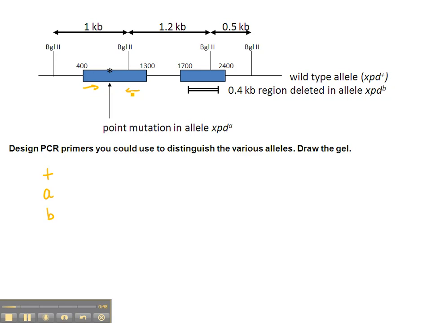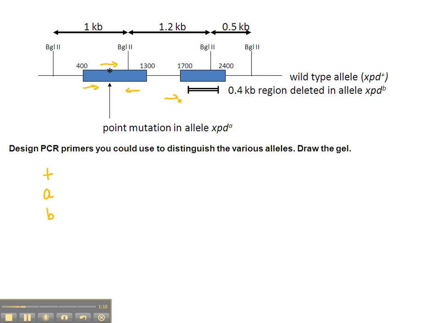Even if you were to design one of your primers to cover over the point mutation, this might result just in problems with your PCR not working, and you wouldn't reliably be able to tell whether that was just a problem with your experiment or an actual difference between the alleles. So this is not going to be a good method to distinguish between the wild type allele and the point mutation A allele. However, for the B allele, because there's a deletion, we can easily tell that there's going to be differences in the length of our PCR product.